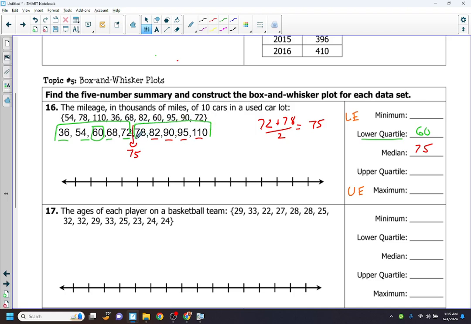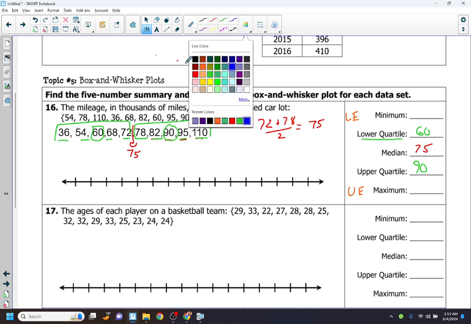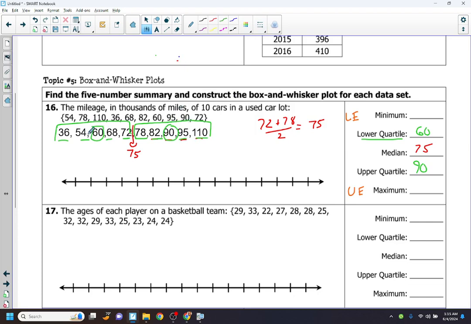And if I look up here, the upper quartile here is 90. One way to check quickly that you did it correctly is that if there's one number in the middle of the lower half, there should only be one number in the middle of the upper half, okay? If you have two numbers in the middle of one half, but one number in the middle of the other half, check your middle. You messed up somewhere.